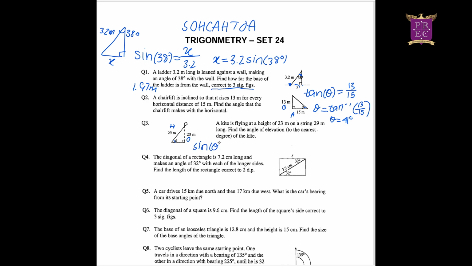Sine theta is equal to opposite over hypotenuse, 23 on 29. So what's theta? Theta is equal to sine inverse 23 on 29. Because remember, when we're making sine theta the subject, sine becomes inverse because we're taking sine over to the other side. Put this in the calculator and see what you guys can get. I got 52.48. We rounded down to the nearest degree, so 52 degrees. All right, let's move on to the next one.